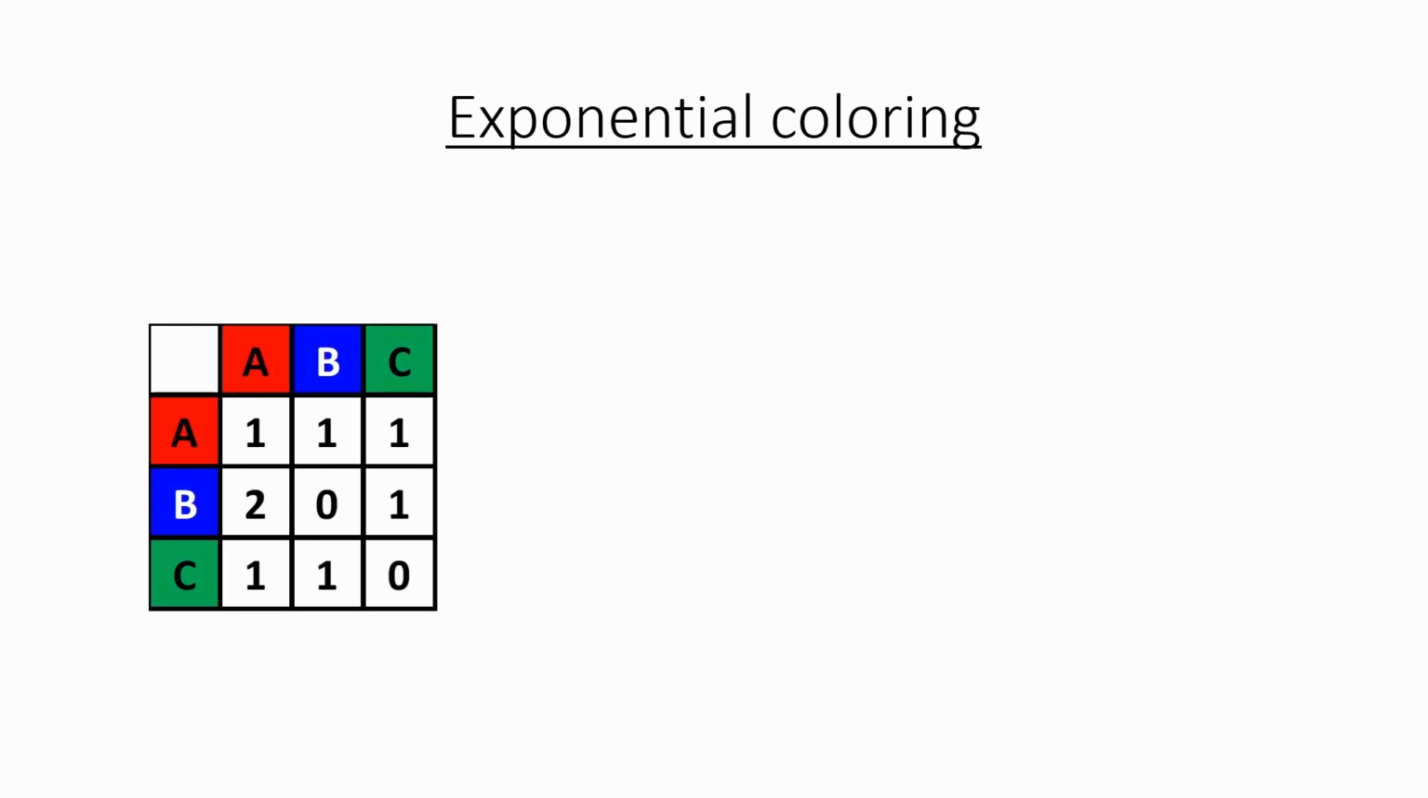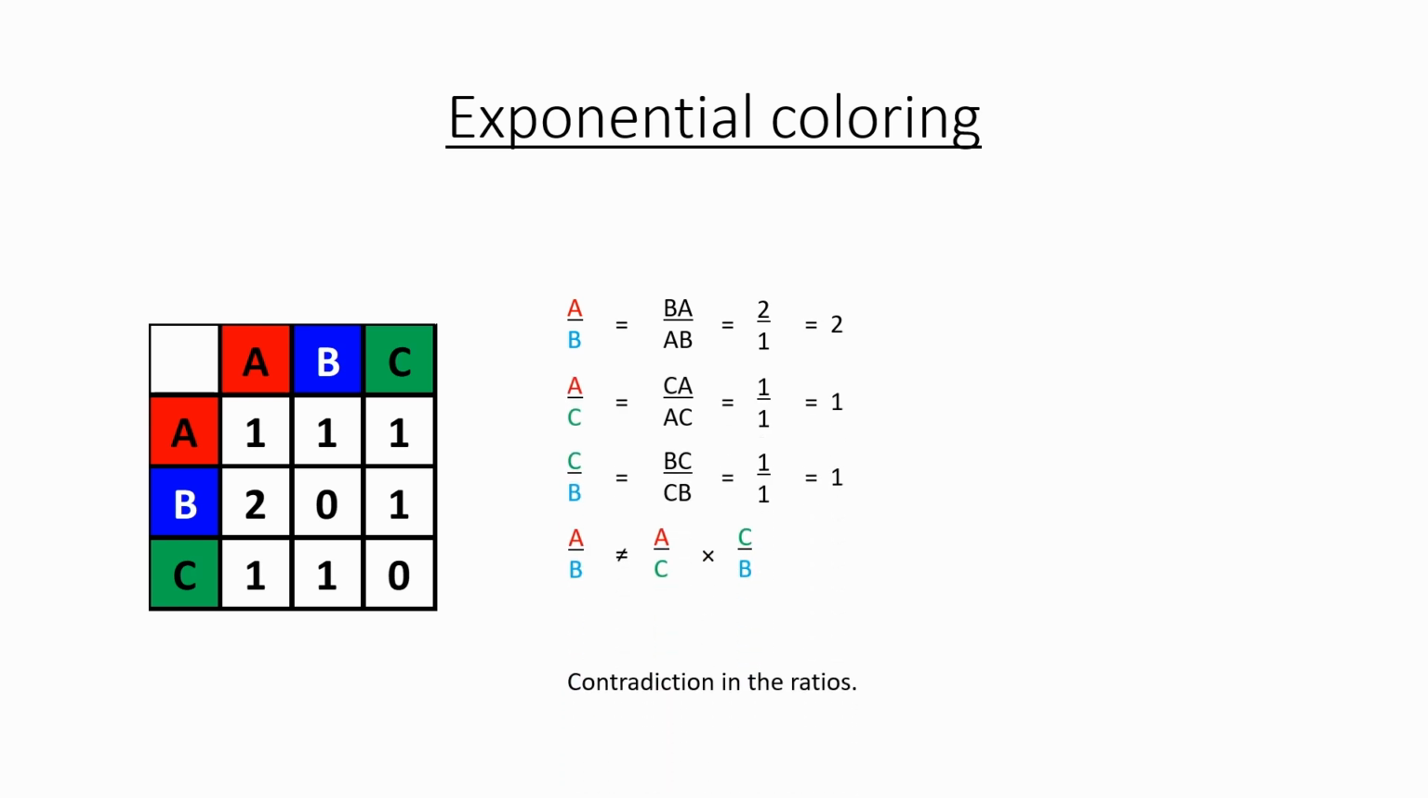Let's look at an example. First, we calculate the ratios using the matrix values. Here we encounter a contradiction. How does this contradiction manifest in practice?